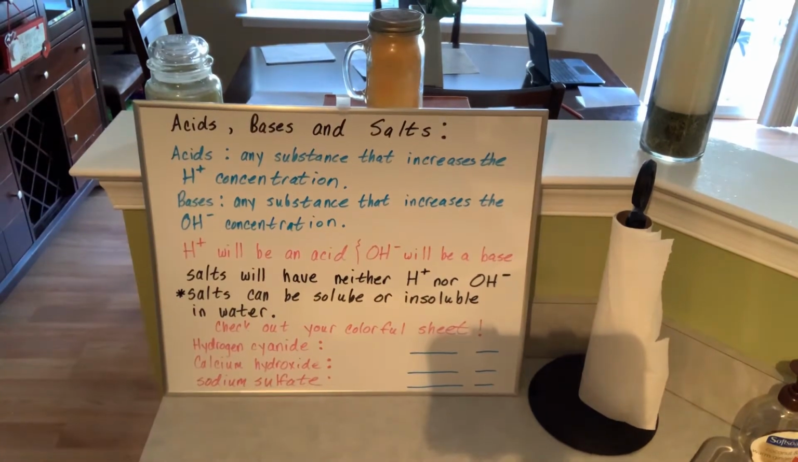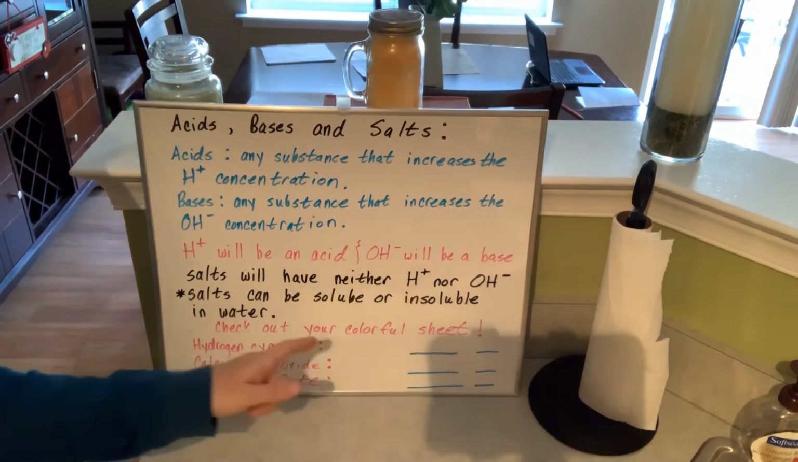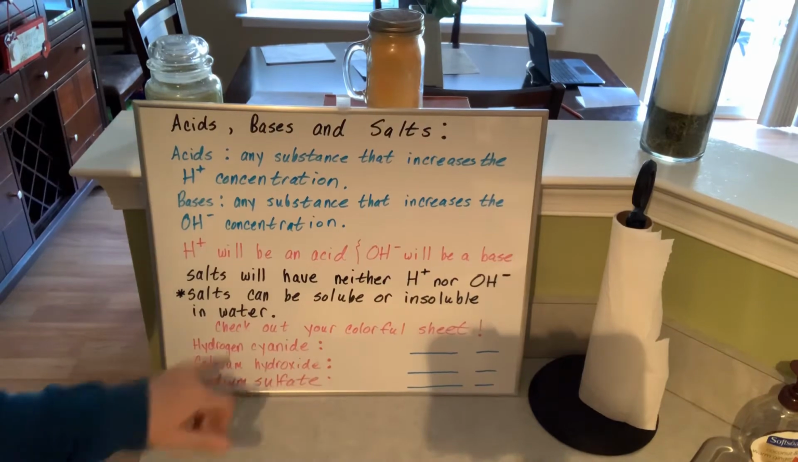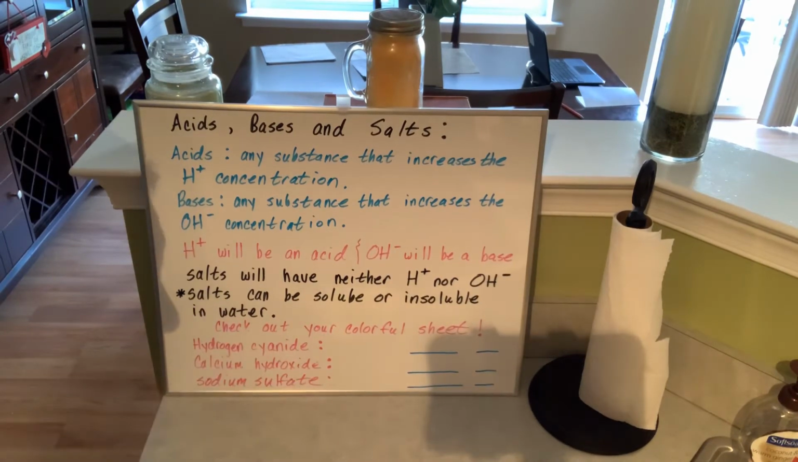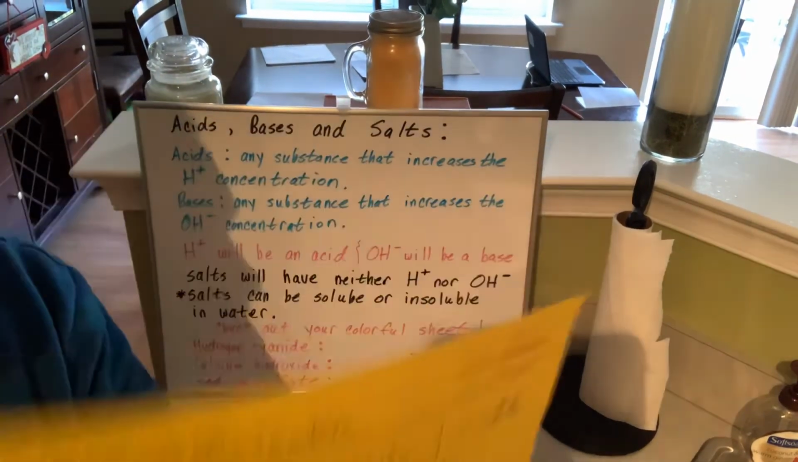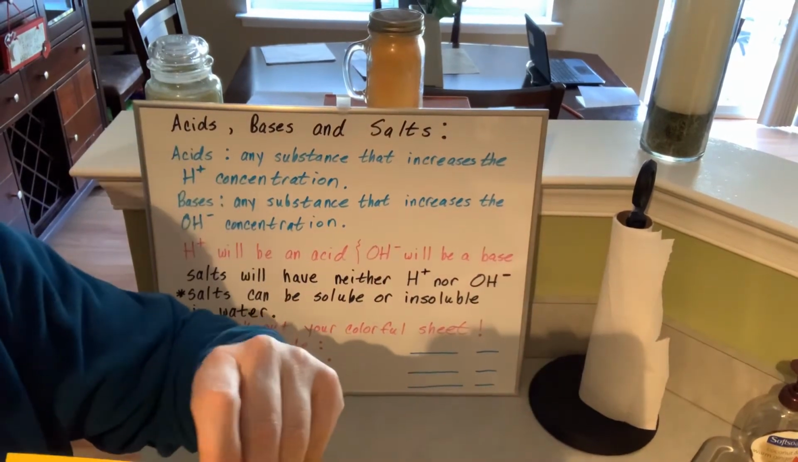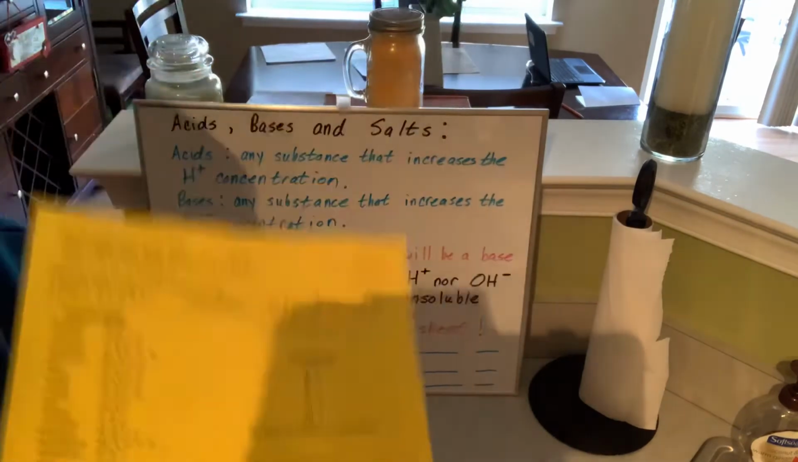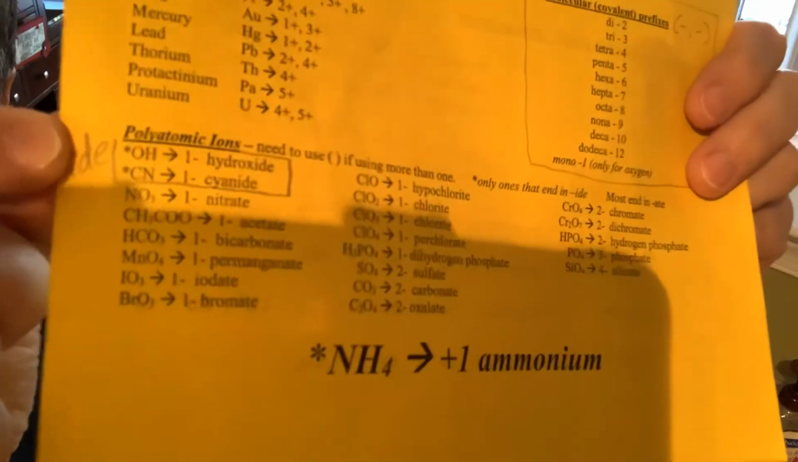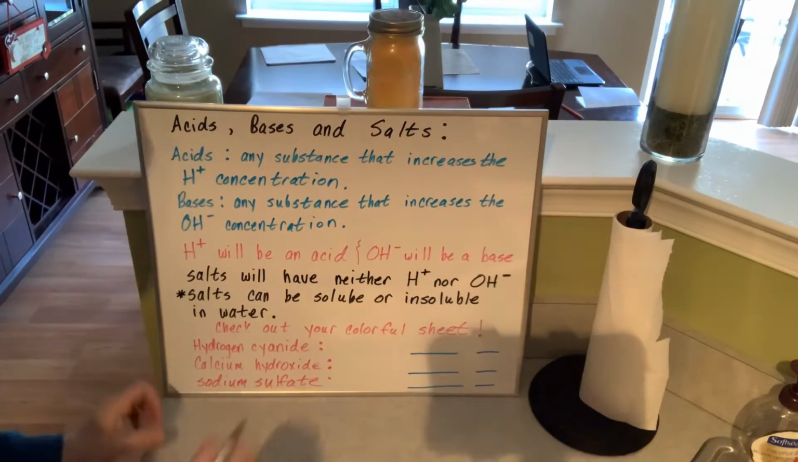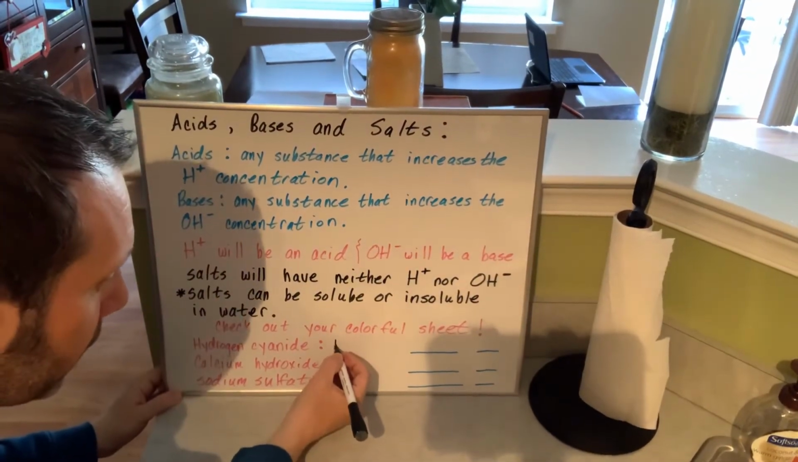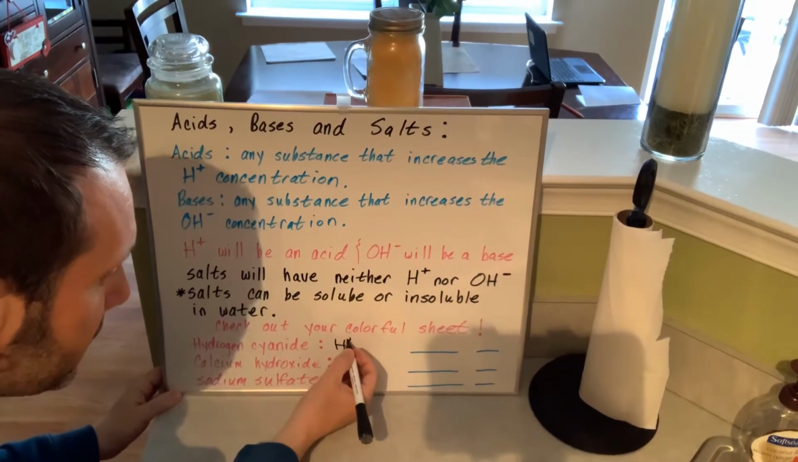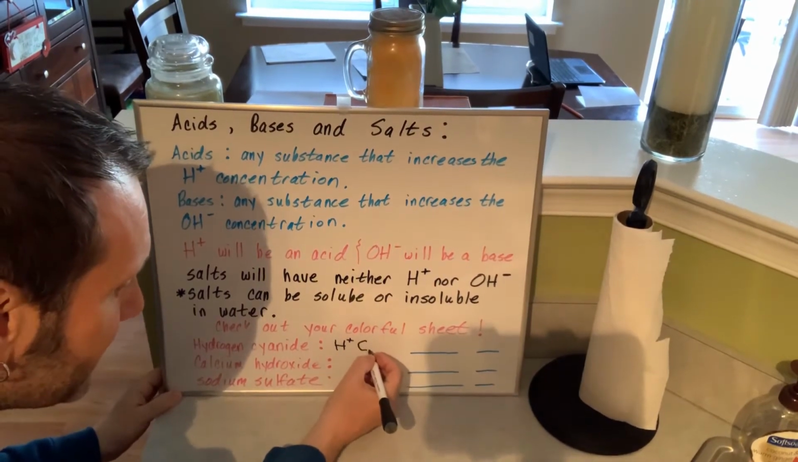Okay, so the first one is hydrogen cyanide. Now, hydrogen cyanide, if you look them up on your colorful sheet, well, the hydrogen's right up here at the top, H+, and the cyanide is way down here at the bottom, CN, and the charge is -1. Okay, so the two ions that are present are H+ and CN-.